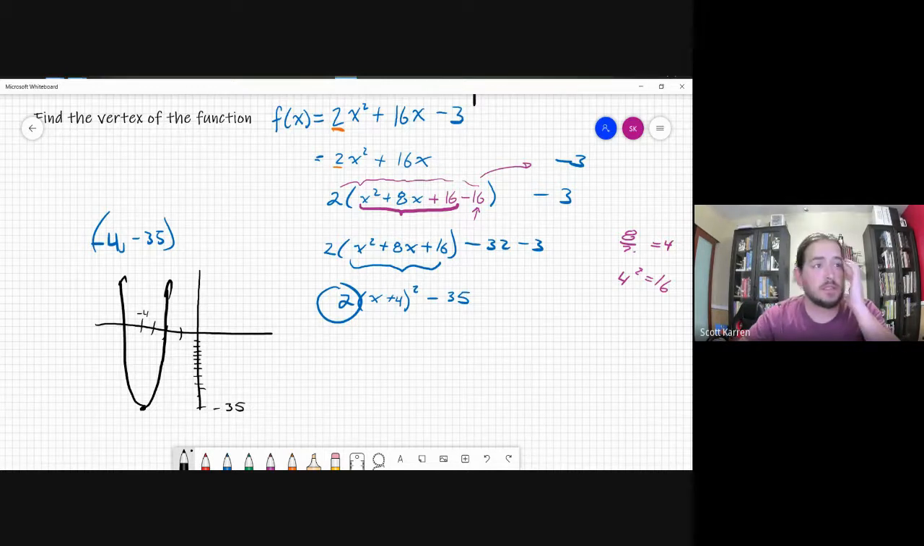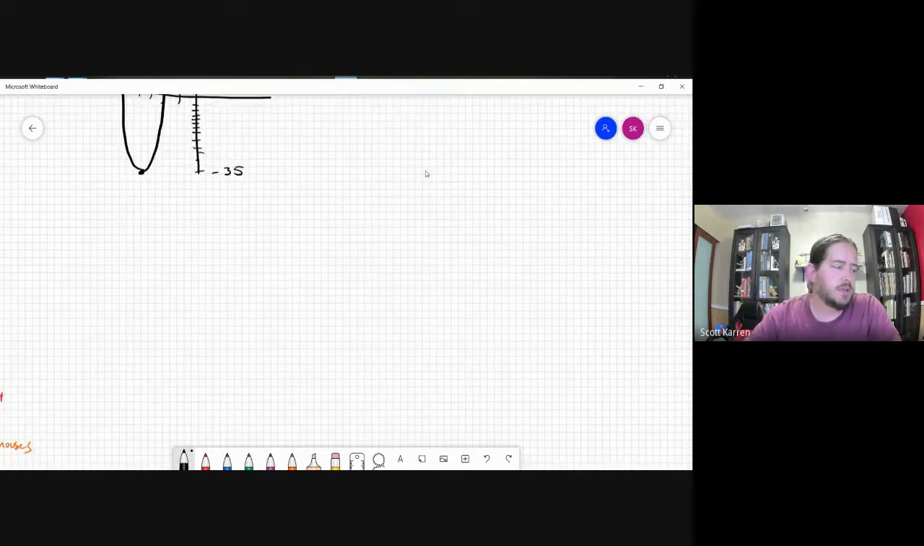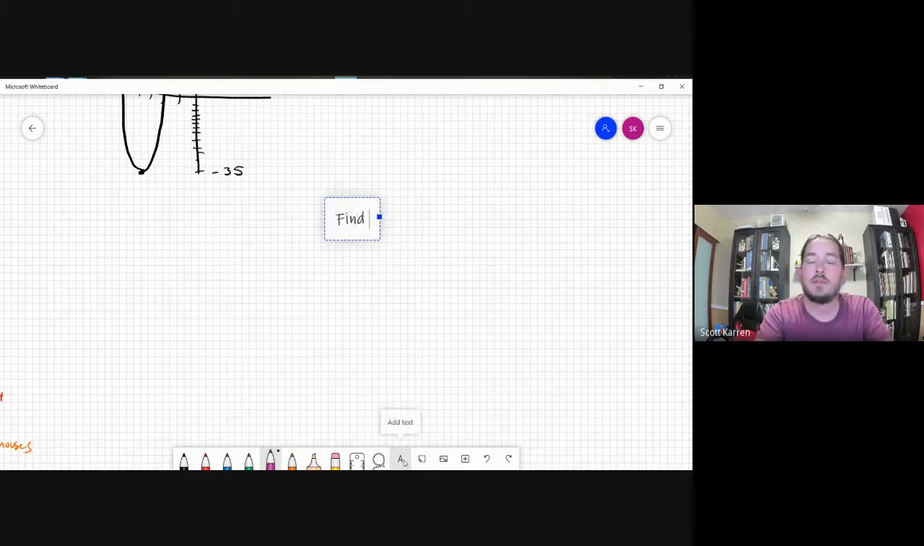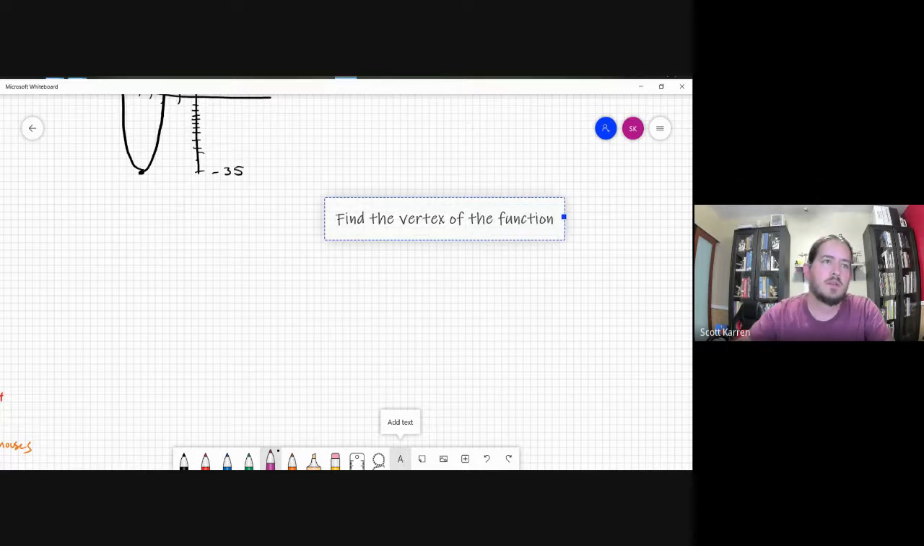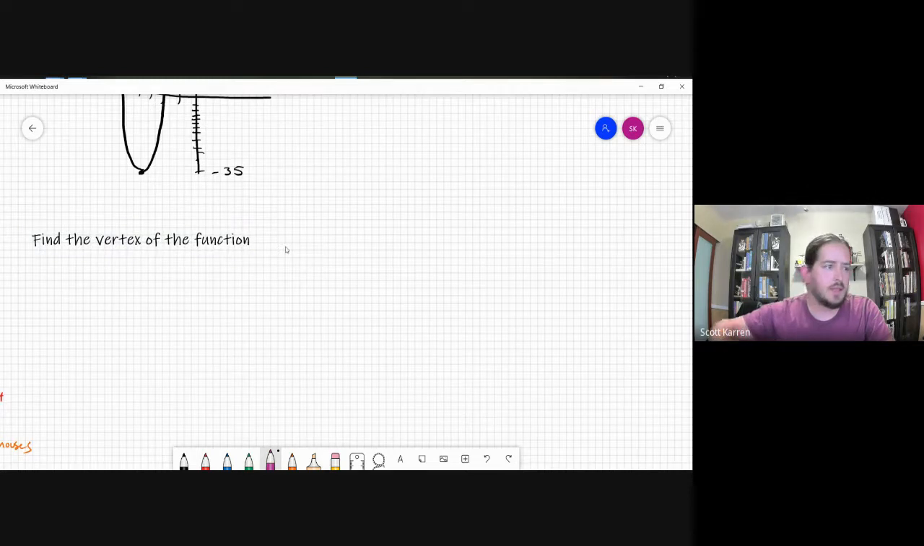Okay, let's take a look at another one of those with a number in front. Let's say we have f of x equals, I'm going to do this example here, 1/2 x squared minus 4x plus 8.